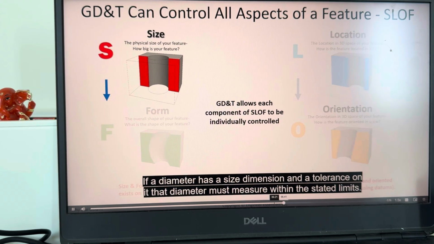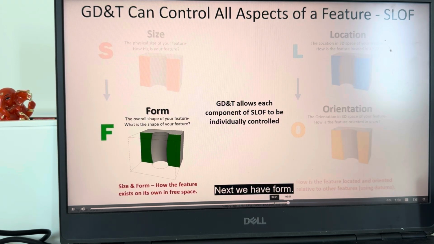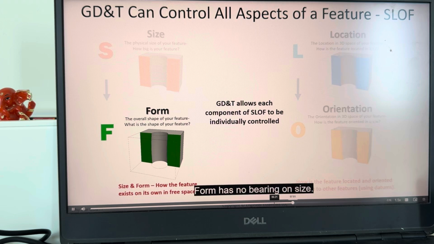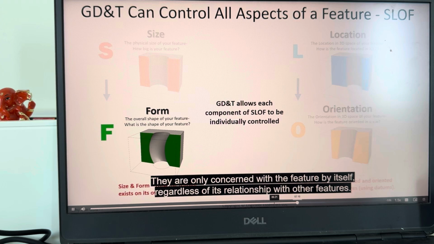If a diameter has a size dimension and a tolerance on it, that diameter must measure within the stated limits. The size of the feature refers to how big that feature is. Next, we have form. Form, as we saw with the example of the bicycle tire, is focused on shape. How close to the measured shape is that feature with respect to its perfect form? Form has no bearing on size. However, size and form work together to define how the feature exists on its own in free space. They are only concerned with the feature by itself, regardless of its relationship with other features.